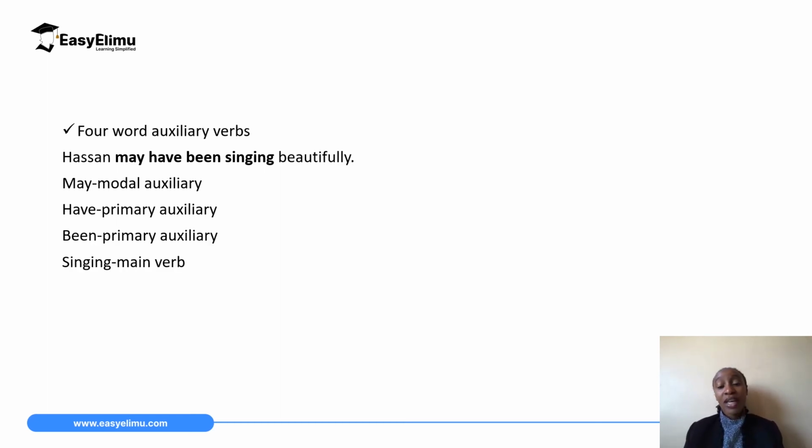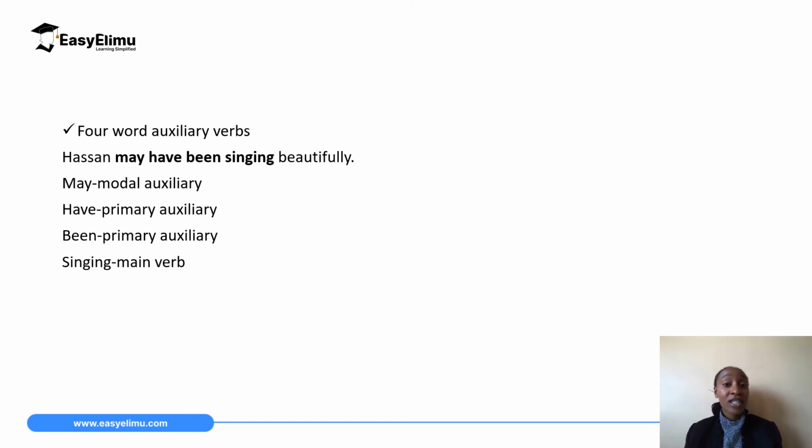Lastly, we can have a verb phrase that comprises four words or four verbs. Still using the same sentence, Hassan may have been singing beautifully. So here we have three auxiliaries and the main verb. We have may, which is a modal auxiliary, have, which is a primary auxiliary, been, which is also a primary auxiliary, and lastly, singing, which is the main verb.